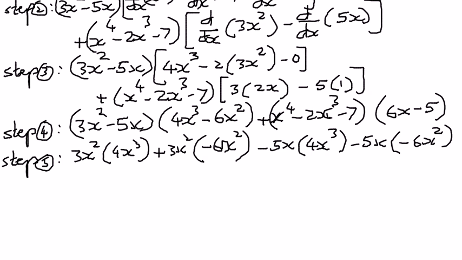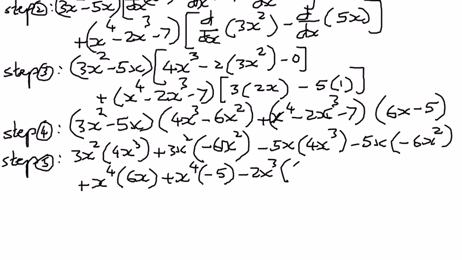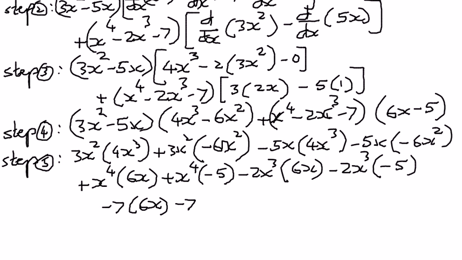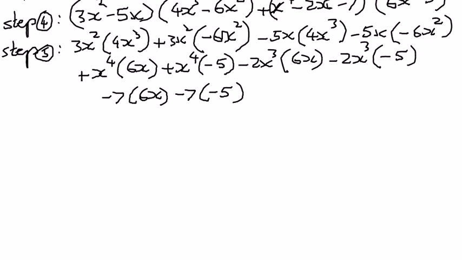Then we'll come to the second part of the equation, plus x to the power of 4 times 6x, plus x to the power of 4 times minus 5, minus 2x to the power of 3 times 6x, minus 2x to the power of 3 times negative 5, and then we have negative 7 times 6x, and then negative 7 times negative 5. So we have all the terms, and we need to simplify it some more.